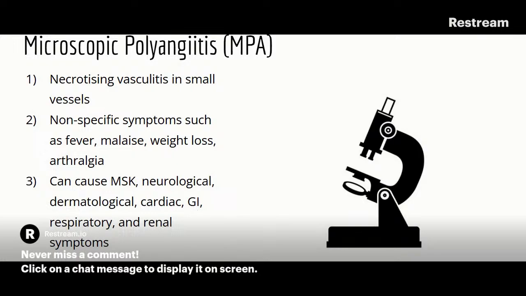So the way I would differentiate MPA from GPA and EGPA is, between GPA and MPA, I think, okay, is it primarily a respiratory and renal problem, or is it a generic problem? And that's the first line that I would tell. And the second line that I would tell is, using EGPA as an example, if there's a new onset asthma or anything of that nature.